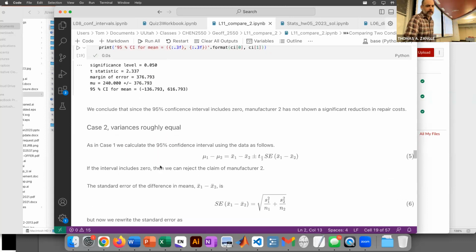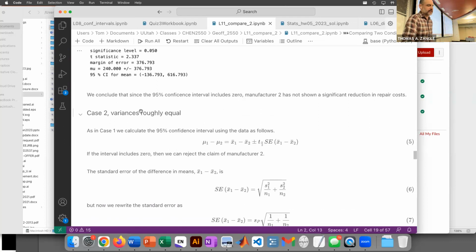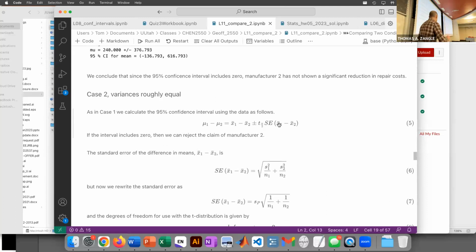Okay, so we're going to look at an example for the second case of the variances being roughly equal. The procedure is very similar. So again, we have this equation 5. We're just going to have different formulas that we use to find the relevant parameters, right? So again, we're trying to evaluate the 95% confidence interval on our difference in means. And again, we have to compute the t statistic and the standard error. We're just going to be combining the data a little bit differently in order to estimate the t statistic.